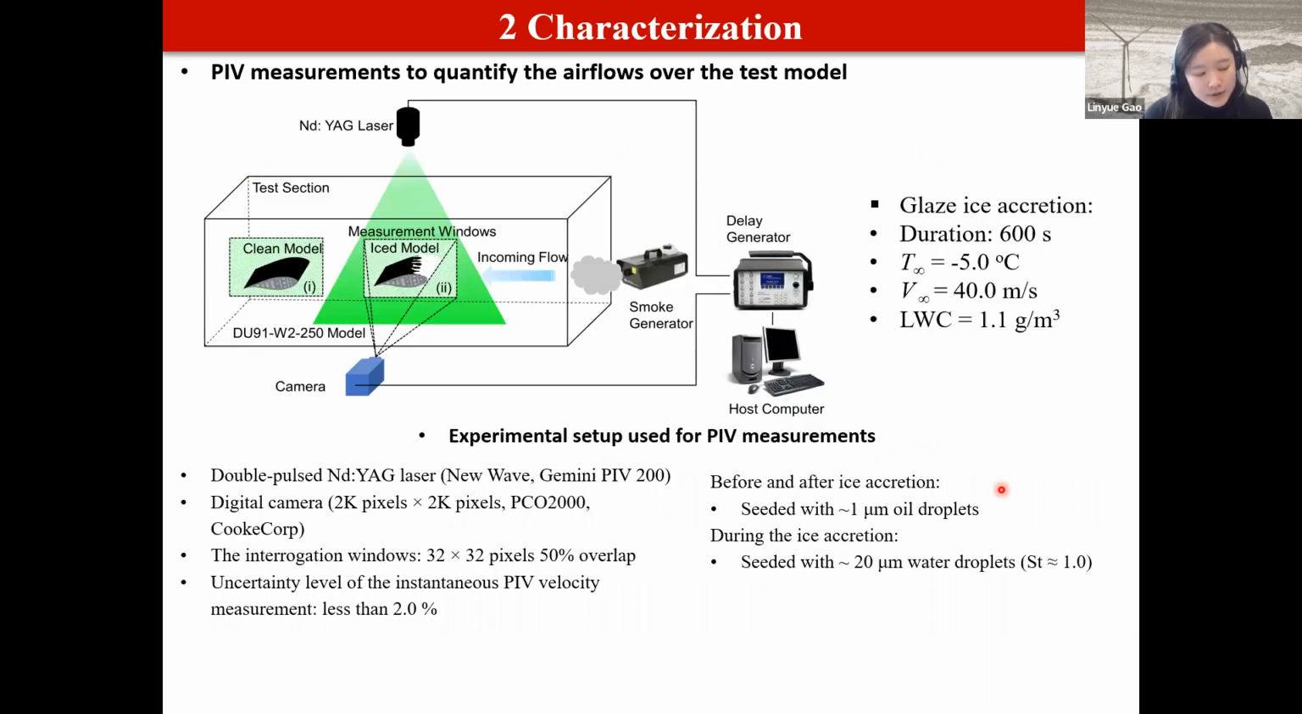In addition to the lift force and the drag force, we also want to know the flow structures. So we used a PIV system to conduct PIV measurements. PIV is the Particle Image Velocimetry technique, and we can use it to measure the velocity with respect to time. We use the Nd:YAG laser to illuminate the flow and use a high-speed camera to take images. Notice that during the ice accretion, we directly use the water droplets as the seeding particles for the PIV measurements.